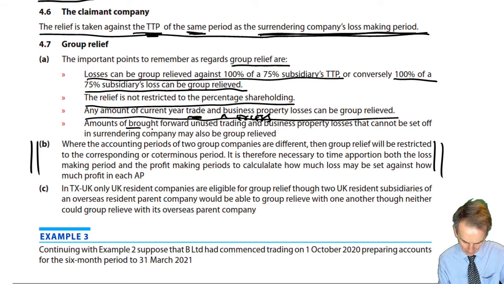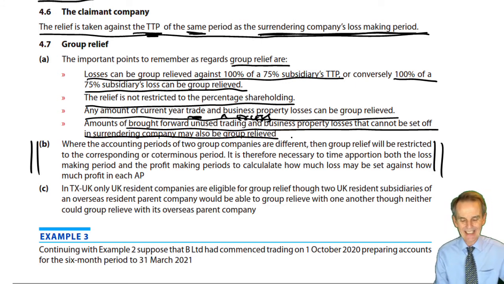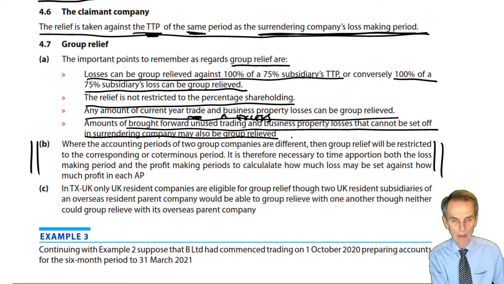We've also said that amounts of brought forward unused trading and business property losses that cannot be set off in the surrendering company may also be group relieved. The surrendering company has brought forward losses, but it can only surrender those losses that it was not able to use within its own company's corporate tax computation. So it's got to use its own brought forward losses against its own current period profits before any access to surrendering the balance of that loss to other group companies would be permitted.